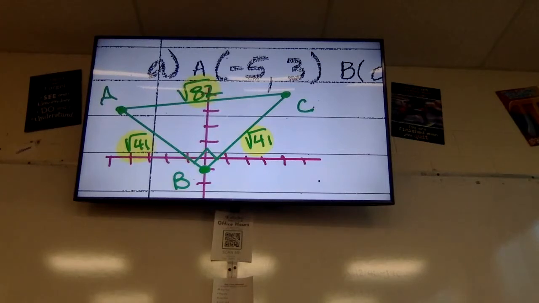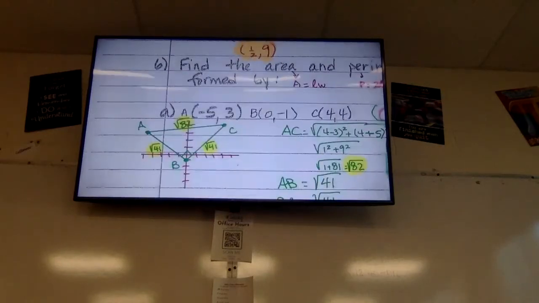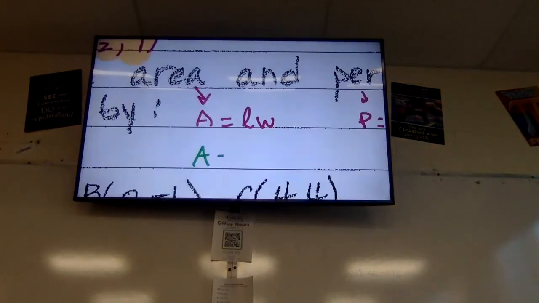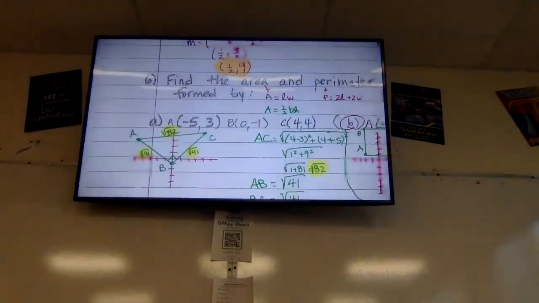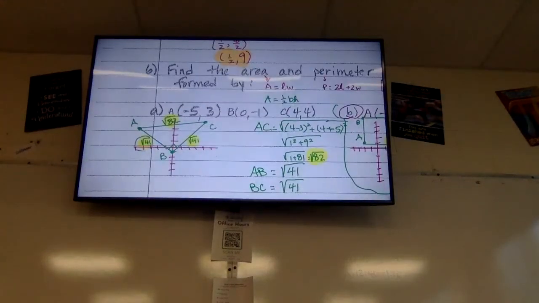And I can find perimeter pretty simply because perimeter is what again? Just adding up all the sides, right? So when I do my area, the area of a triangle is 1/2 base times height. Since I have a right angle, one of the legs, AB, is my base, let's say, and then my other leg, BC, is my height. So I'm going to do 1/2 of root 41 times root 41 to find my area. Are we okay with that? Okay, let's do it.